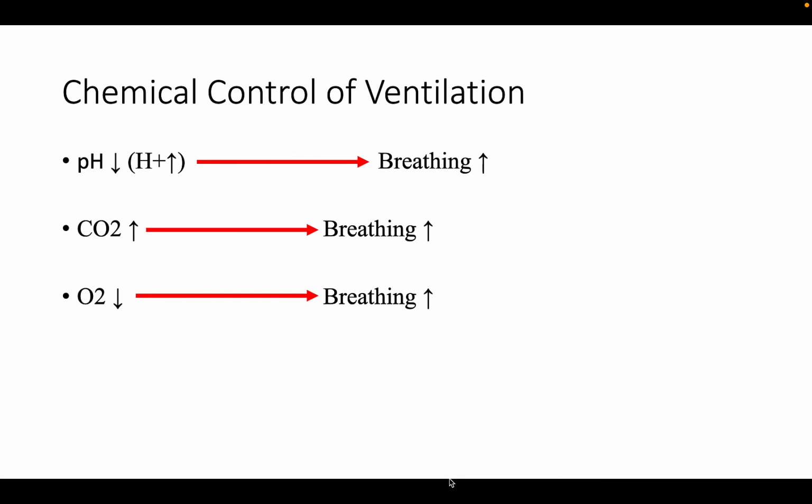If the pH goes too high, we'll decrease our breathing. If CO2 levels get too low, we'll decrease our breathing. If oxygen levels get too high for whatever reason, we will slow our breathing. And that actually wraps up our discussion on the respiratory system.